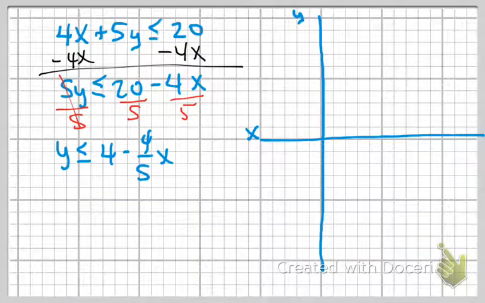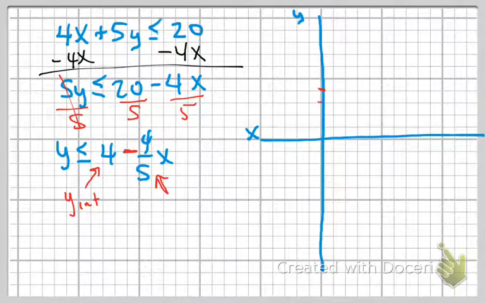Alright, so I'm going to graph it. I'm going to go to 4. 1, 2, 3, 4. So there's my 4 right there on the y-intercept, because remember, this is the y-intercept. This is my slope. So I'm going to go down 4 and to the right 5 because it's negative. See the negative here? So it's negative 4. So I'm going to go down 4.